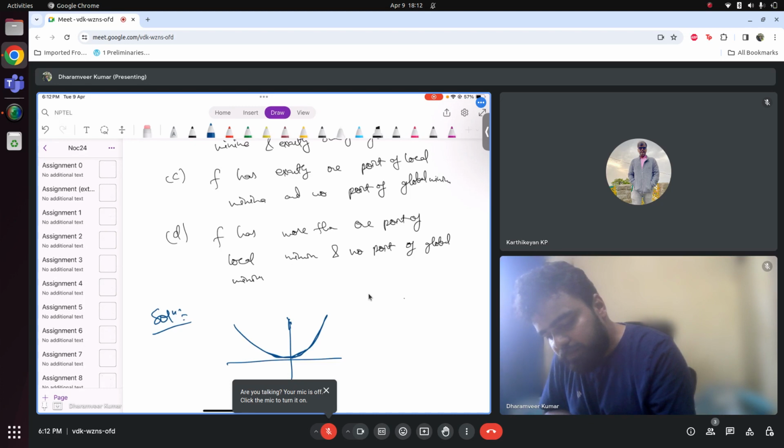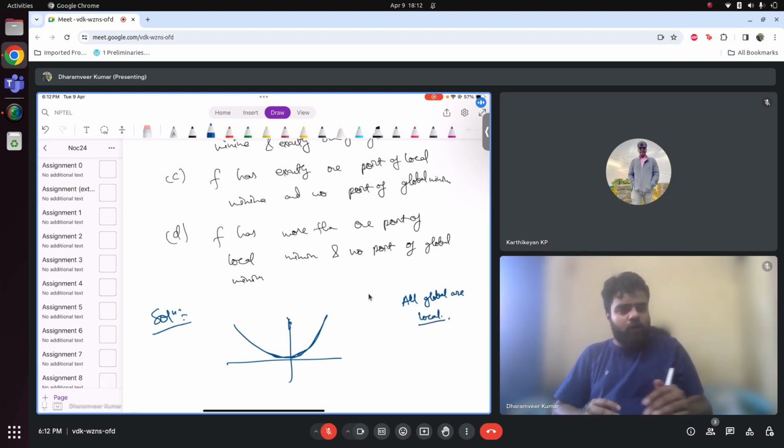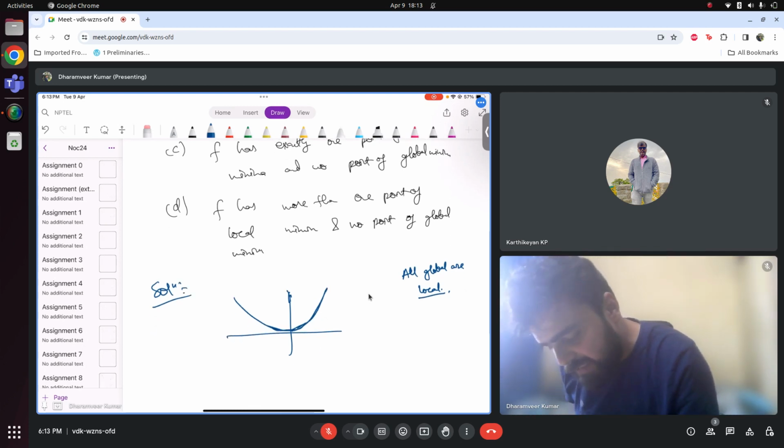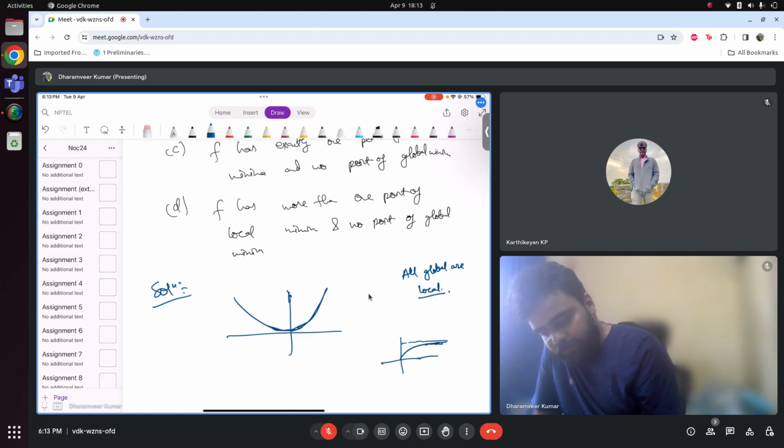all global are local, not the other way around. If there is a global minima, that's definitely a local. So I'm not talking about infimum or a case like this, where it will reach at some point. No, not that. The global minimum is not at what happens at infinity, because it's not closed.